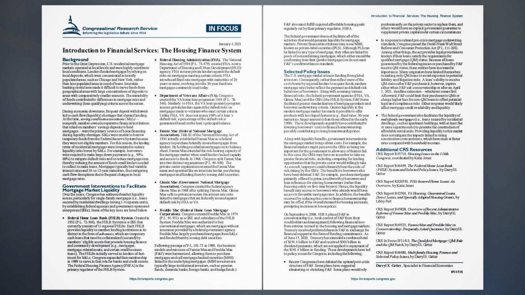Private financial institutions may issue MBS, known as private label securities (PLS). Although PLS can be linked to any type of mortgage, they often are linked to pools of nonconforming mortgages, which either exceed the conforming loan limit (jumbo mortgages) or do not meet F&F's creditworthiness standards.